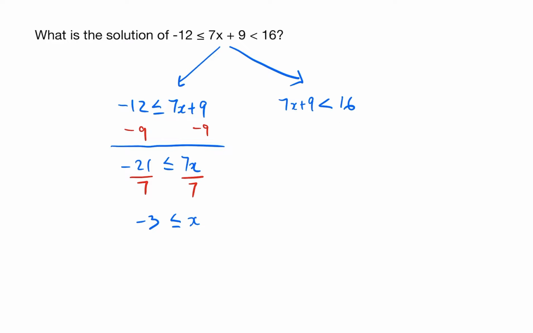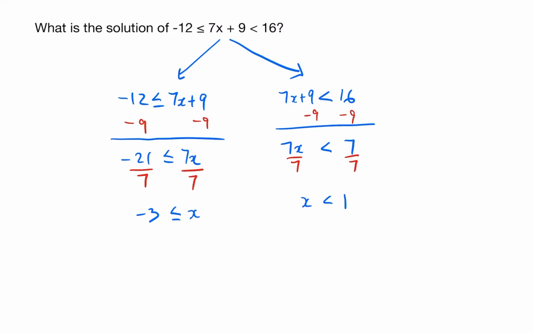All right, now let's look at this other part. The first thing we're going to do is subtract 9 from both sides. And when we do, we're left with 7x is less than 7. Now we divide both sides by 7, and we get x is less than 1.